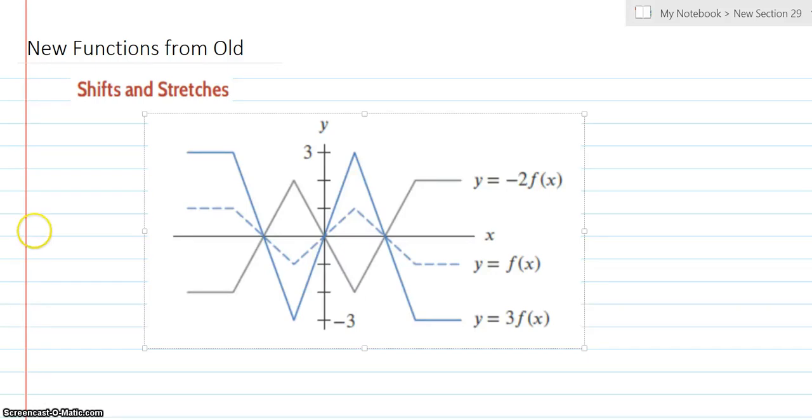Hello, this is Jennifer Martinez, and in this video we're going to talk about new functions from old. The first thing we're going to look at is shifts and stretches. So let's start with some stretching.